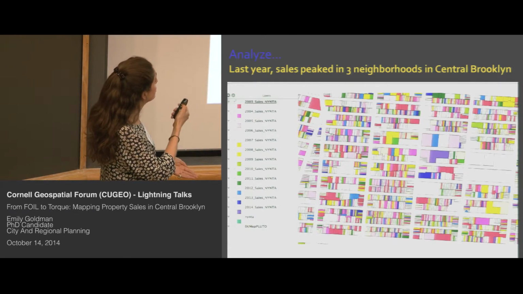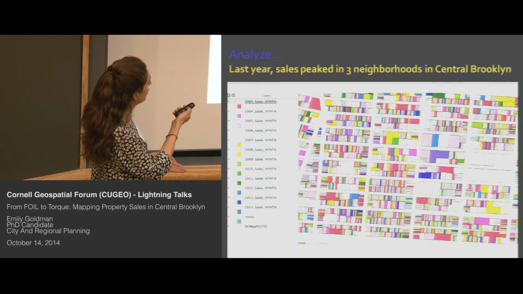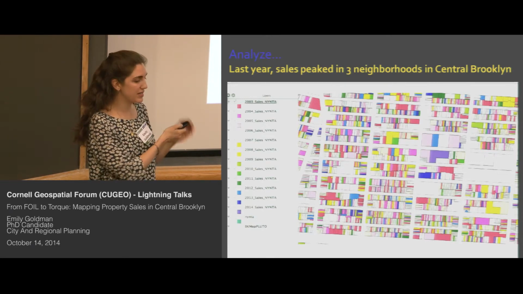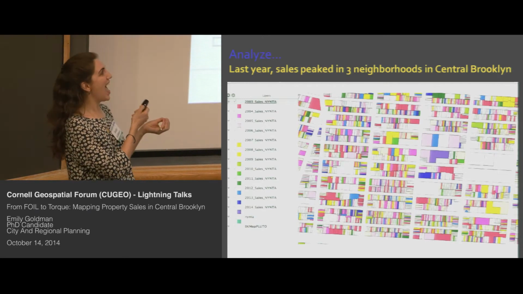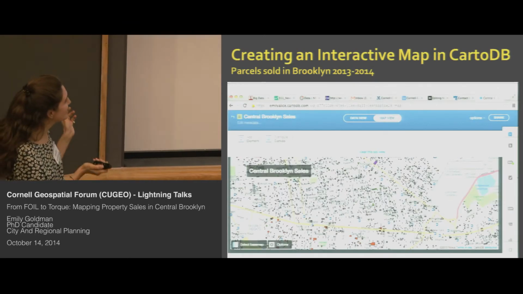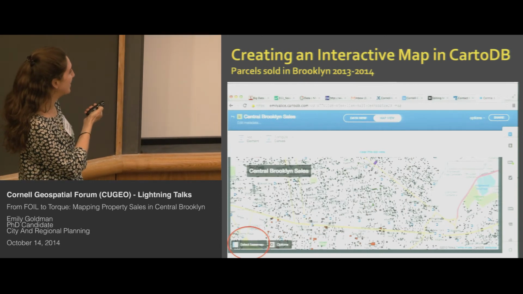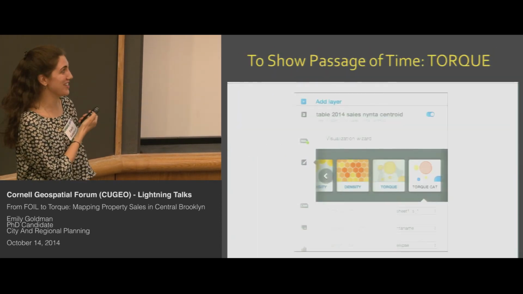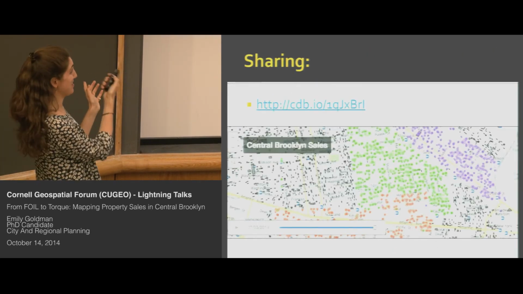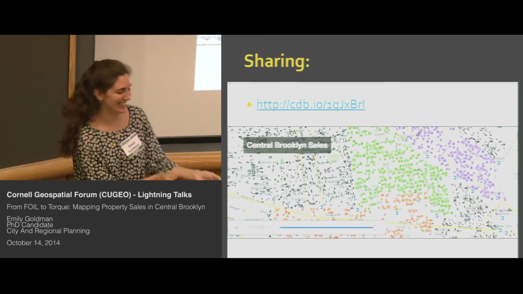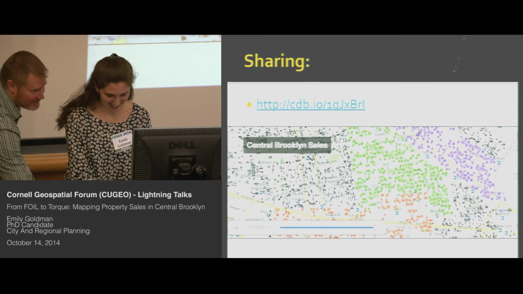For the rest of this talk, I'm just going to talk about a tiny bit of more analysis that I did at this point, which was to identify the 3 top neighborhoods. And with those 3 top neighborhoods, I brought those into CartoDB and then created a cool animated map using the Torque function. And you can go to that site if you want to see it.